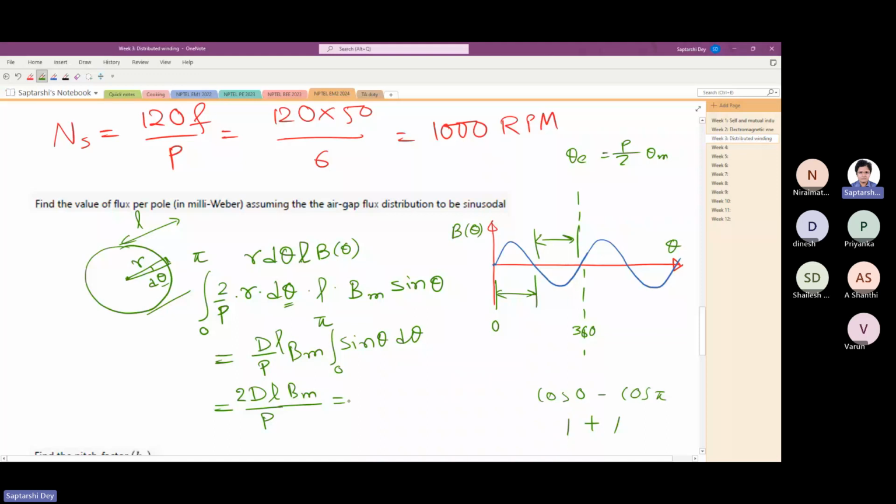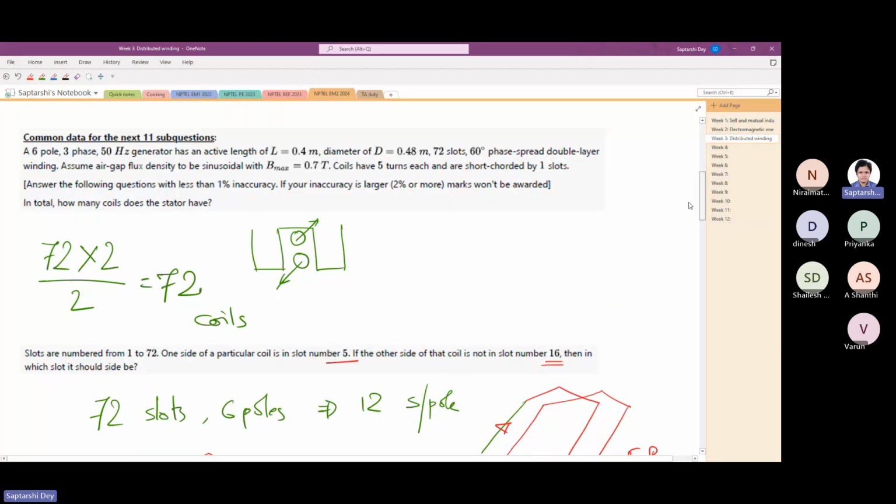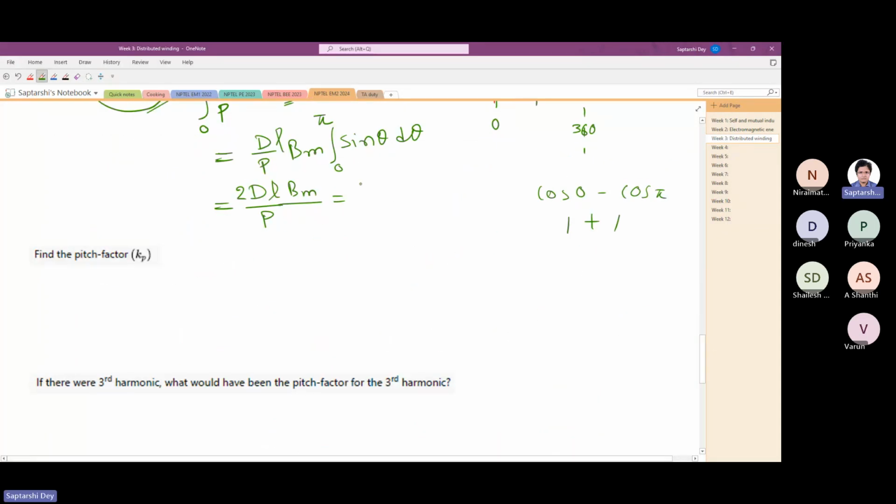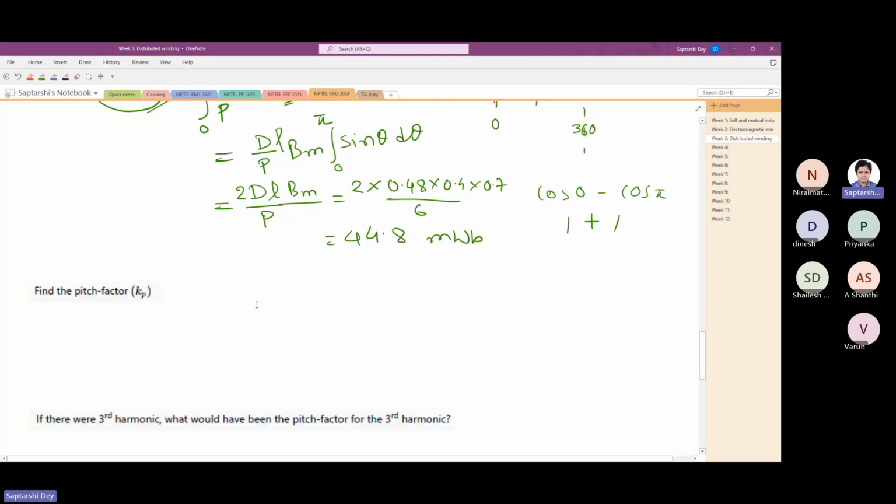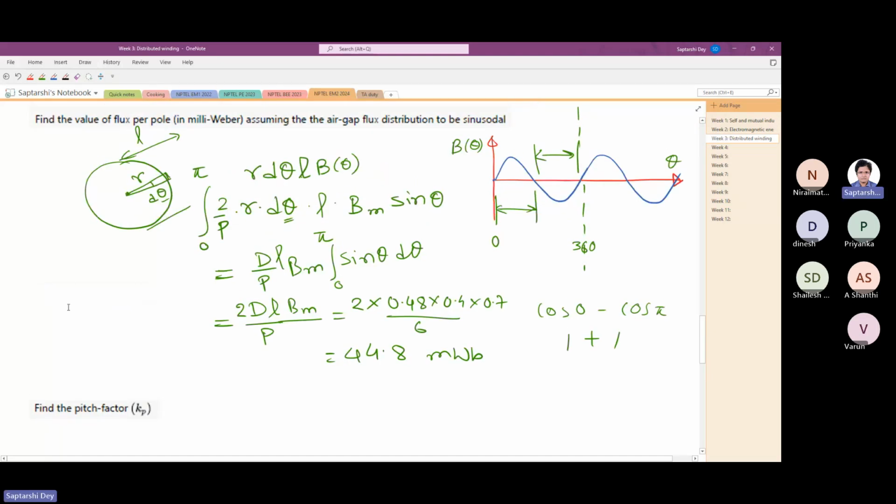Now if you put the values, the values are given in the question. Make sure that you put all the values in SI. Here today everything is given in SI, meters. So we can simply put the values. 2 times D is 0.48, L is 0.4, Bm is 0.7, divided by 6, the number of poles. This should give you some 44.8 milliweber. Okay, this is how we find out flux per pole.